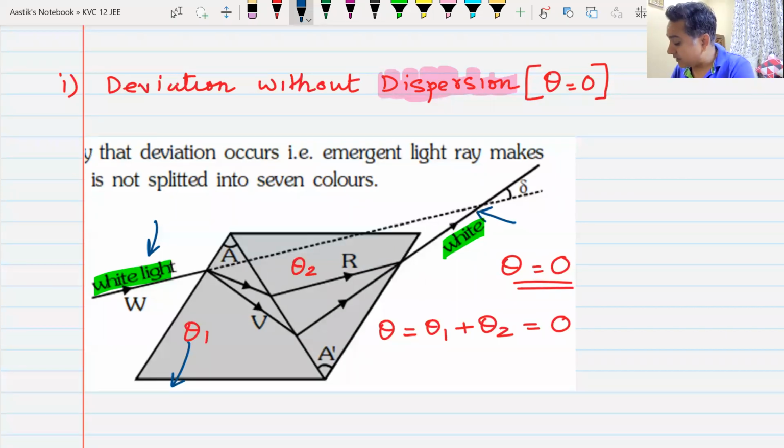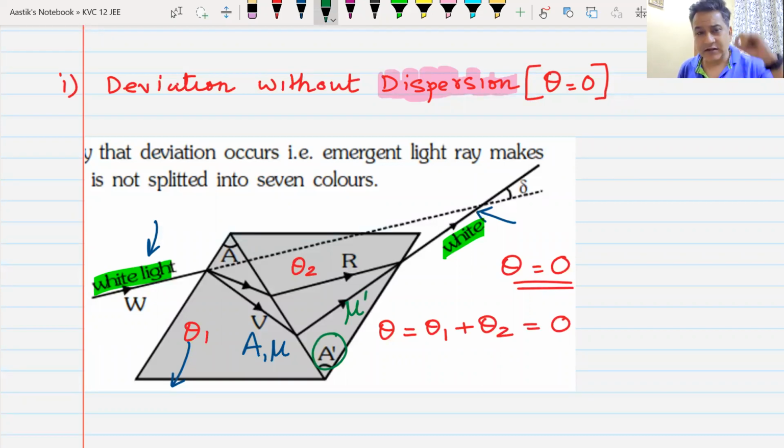Remember, just note a few things down. The prism angle for this prism is A and the refractive index is mu. The prism angle for the other prism is A dash and the refractive index is mu dash. So A and mu are the prism angle and refractive index of the first prism. A dash and mu dash are the prism angle and refractive index of the second prism. Can you tell me what is the value of theta 1? It comes from the previous class that we had done. Yes, Vijay, tell me. Any doubt, beta? Ask me.